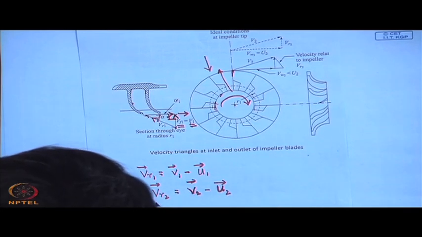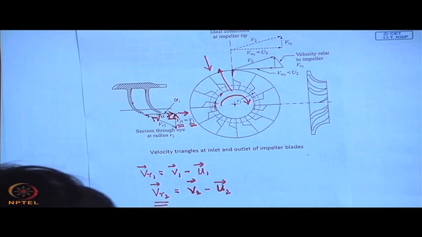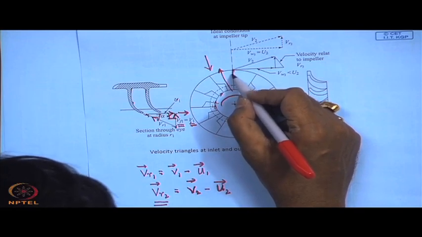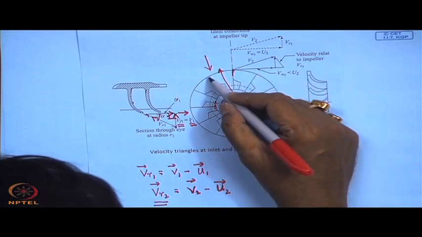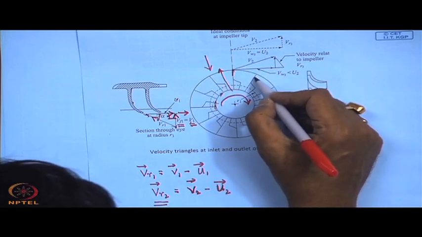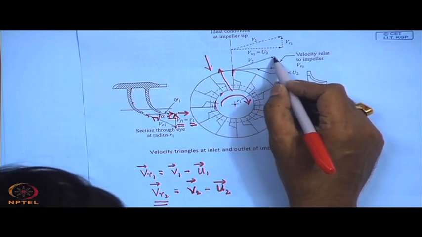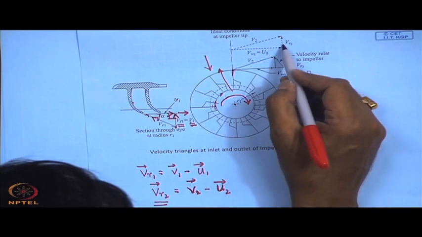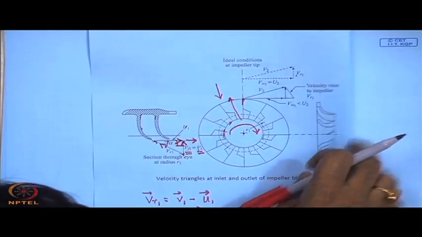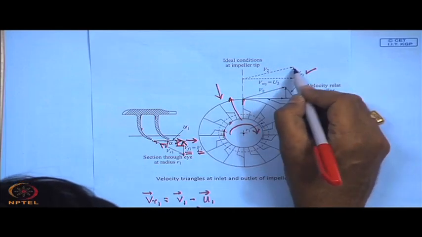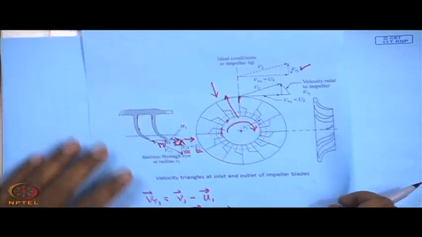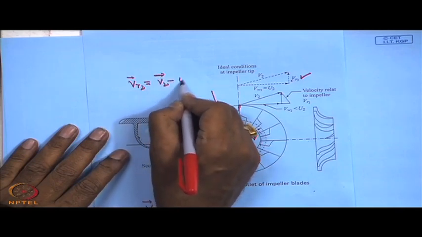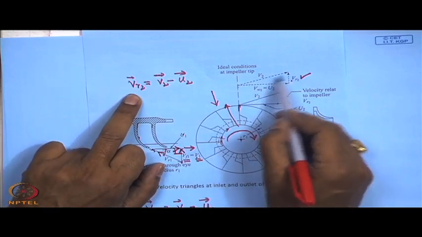Now, we want the relative velocity VR2 to match the angle of the blade at the outlet, and since the blade is deliberately made radial, for that smooth outlet the relative velocity should also be radial. So, this is the relative velocity VR2. You see this diagram, this diagram is better, I think. This is the relative velocity VR2, this is V2, and this is U2, because we can write VR2 is V2 minus U2. So, with this, we can draw this triangle diagram.